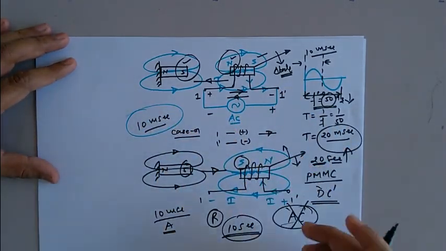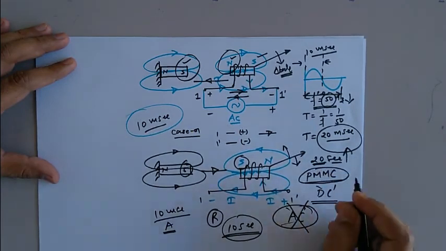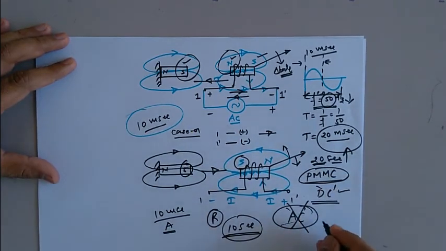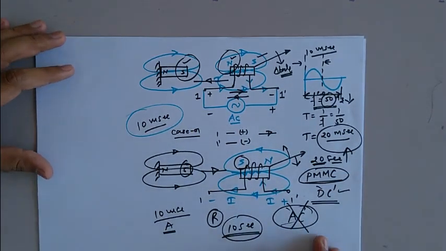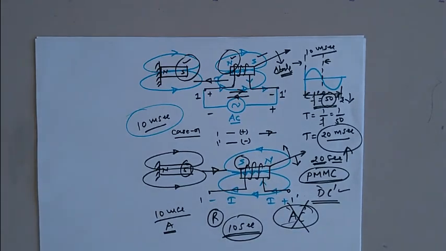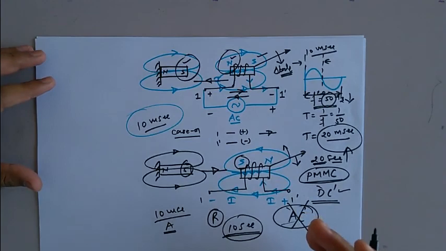So the thumb rule is that PMMC type instruments are used for the measurement of DC quantity, not for AC quantity. In the next lecture, we will see the working principle of EMMC and MI type instrument.